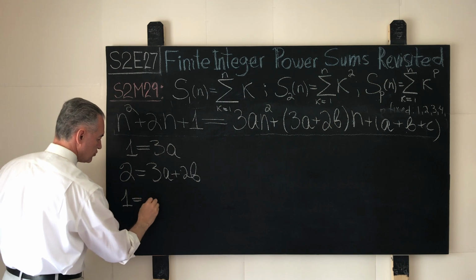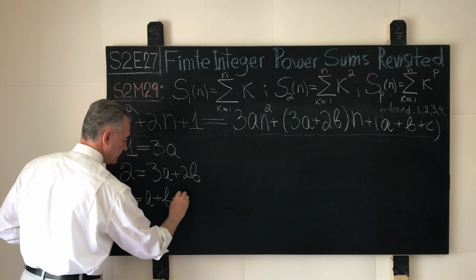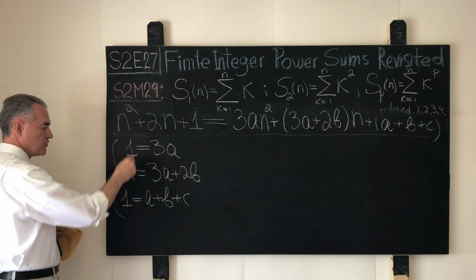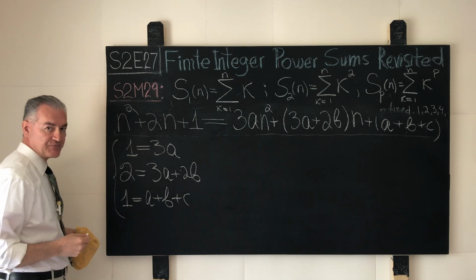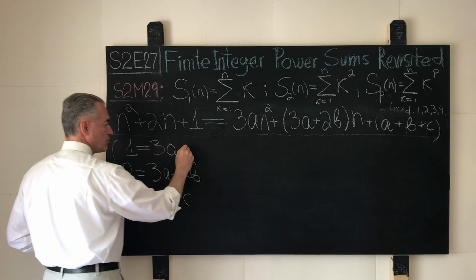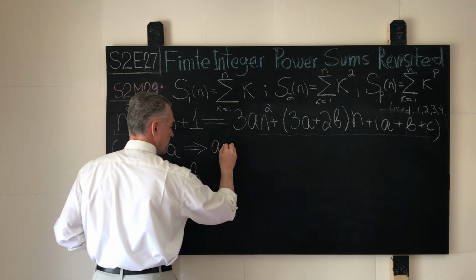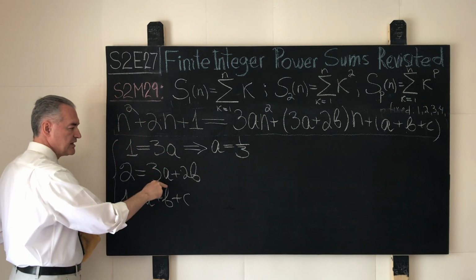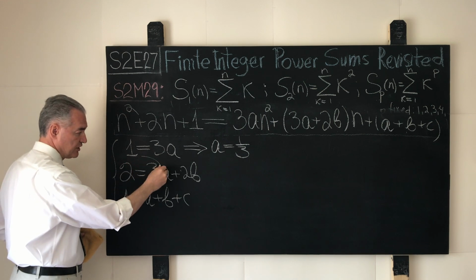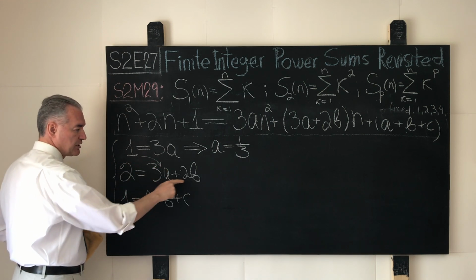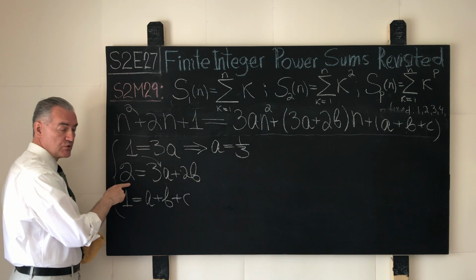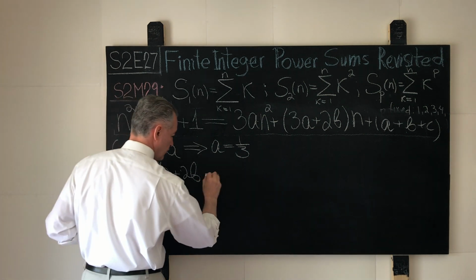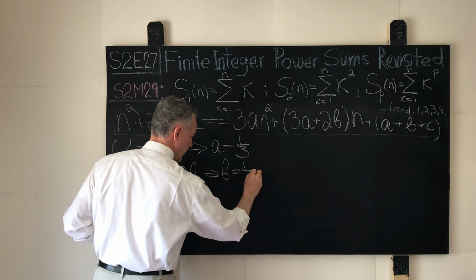1 is equal to a plus b plus c. Now we have a system of three equations with three unknowns. These are technically simultaneous equations, but from the first one, we instantly conclude what? A is 1/3. Beautiful. 3a taken from the first equation and injected over here means what? 1 plus 2b equals 2, which means that 2b equals 1, which means that what? B is equal to 1/2. From here it follows that b is equal to 1/2.